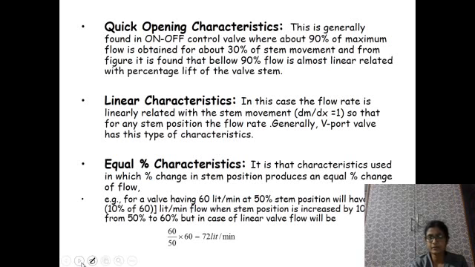There is a small difference between this linear and equal percentage. What is that? I am trying to explain. First is quick opening type. This is generally found in on-off control valve, where about 90% of maximum flow is obtained for about 30% of stem movement, and it is found that below 90% flow, the characteristics is almost linearly related with the percentage lift of the valve stem. This is typically the characteristics of on-off type control valve.